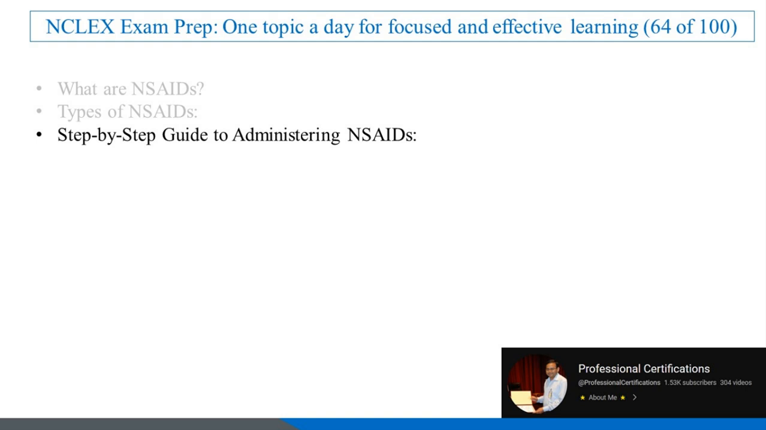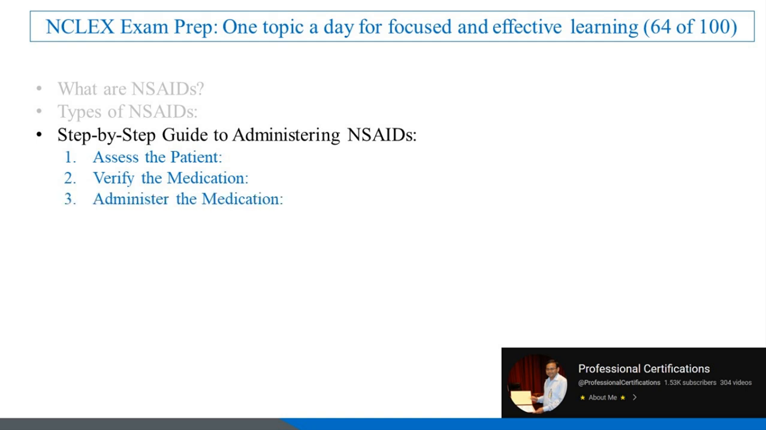Step-by-step guide to administering NSAIDs. Now let's walk through the steps of administering NSAIDs. 1. Assess the patient. Check the patient's pain level using a pain scale, e.g., 0 to 10. Review the patient's medical history, including allergies, gastrointestinal issues, and kidney function. 2. Verify the medication. Double-check the medication, dose, and route as prescribed.